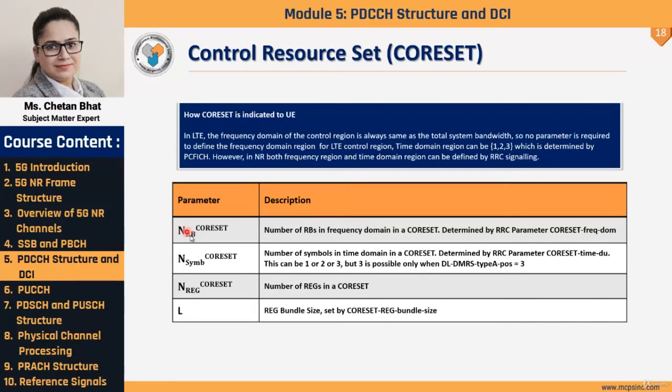So if we talk about NRB core set, it defines the number of RBs in the frequency domain in a core set. If we talk about N symbol core set, it defines the number of symbols in the time domain in a core set, again dependent upon the RRC parameters. Then we have NREG core set, which is defined by the number of REGs in the core set, and L is nothing but the REG bundle size.